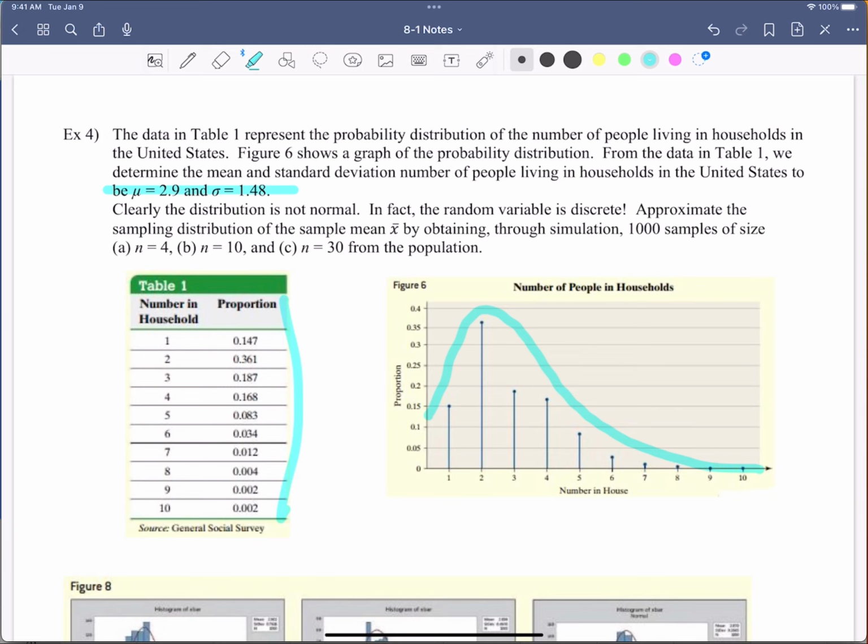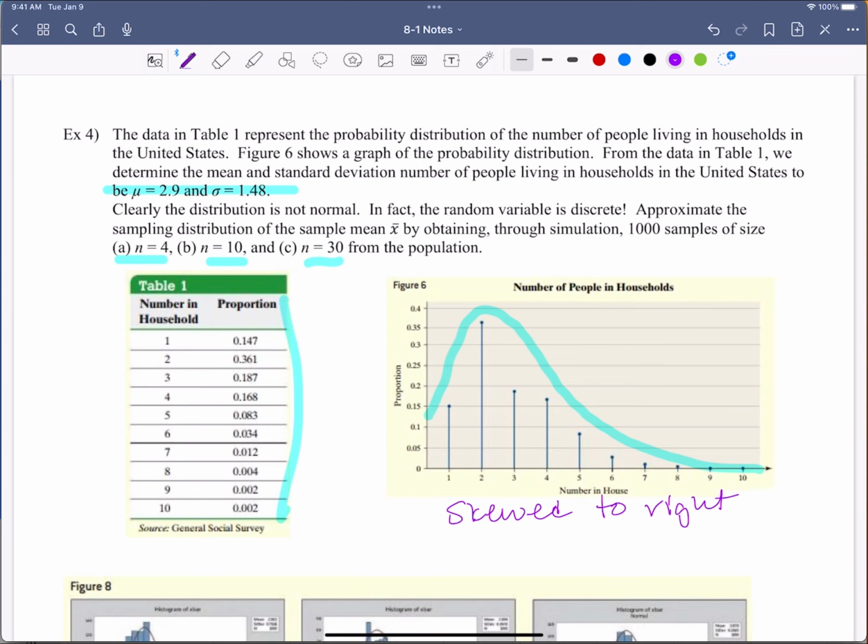Approximate the sampling distribution of the sample mean by obtaining through simulation 1,000 samples of size 4, 10, and 30 from the population. So here is the population. We can see this population's not normal. It's skewed to the right.